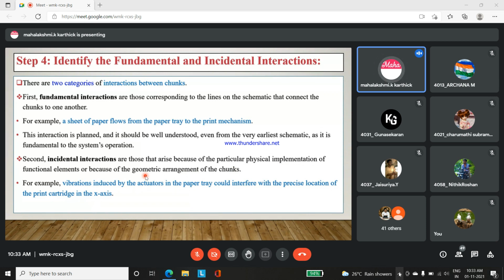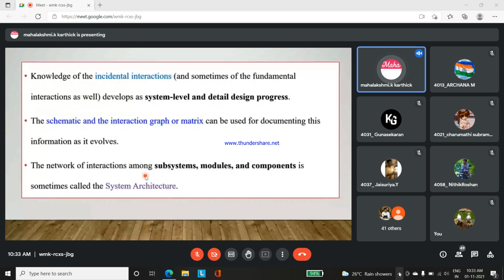I think you are able to understand the difference between fundamental interactions and incidental interaction. The knowledge of incidental interactions develops a system level and detailed design process. ரொம்ப important point. நம்ம சொல்றோம் எந்த ப்ராடக்ட்டுக்கும் நம்ம ரெண்டு கேட்டகரியா பிரிக்கணும். ஒரு ப்ராடக்டோட ஃபங்க்ஷனல் ஃபண்டமெண்டல் இன்ட்ராக்ஷன்ஸ் என்ன, ஒரு ப்ராடக்டோட இன்சிடென்ஷியல் இன்ட்ராக்ஷன்ஸ் என்னன்னு. So when you find out this incidental interaction for any product, it will impact the system level and detailed design process. So you have to know the difference between system level and detailed design.